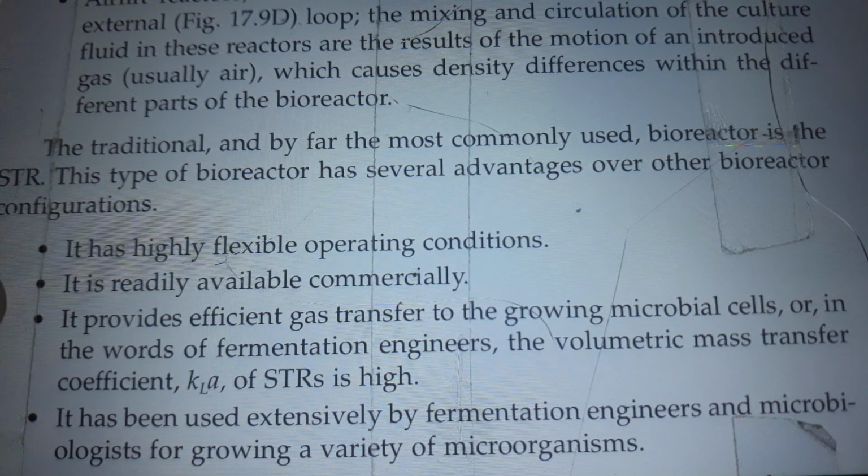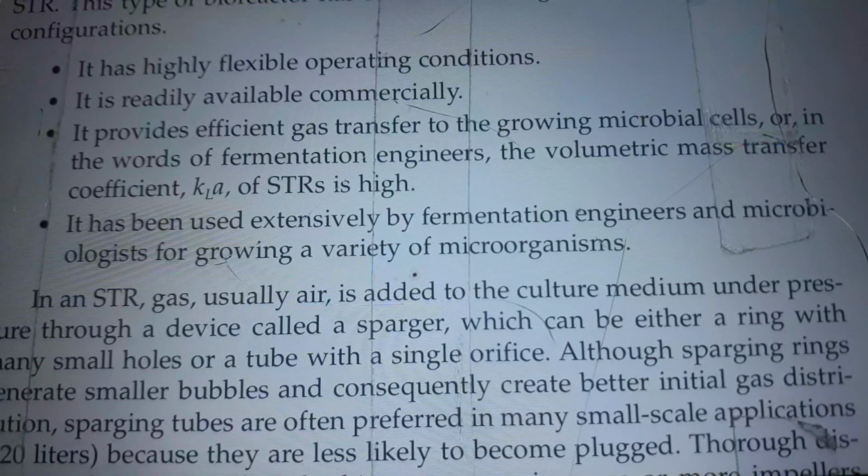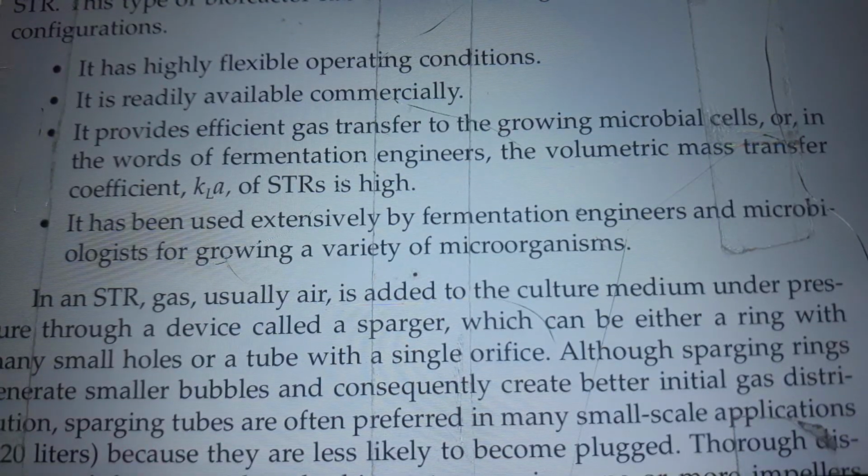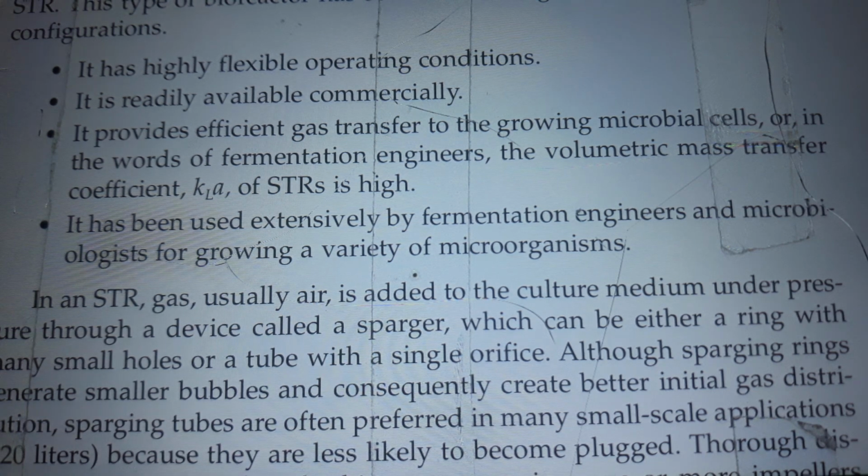This type of bioreactor has several advantages over other bioreactor configurations. It has highly flexible operating conditions. It is readily available commercially. It provides efficient gas transfer to the growing microbial cells, or in the words of fermentation engineers, the volumetric mass transfer coefficient, KLa, of STRs is high. It has been used extensively by fermentation engineers and microbiologists for growing a variety of microorganisms.